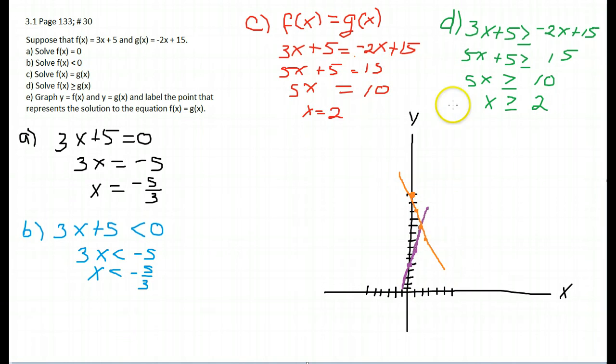And we are going to label our point of intersection. This is 2, and up 1, 2, 3, 4, 5, 6, 7, 8, 9, 10, 11. So this is the point 2, 11. That is our point of intersection.